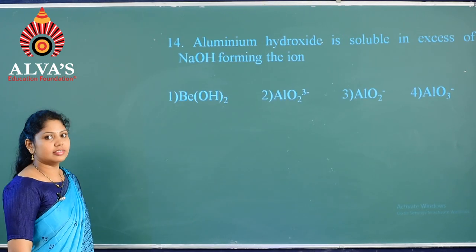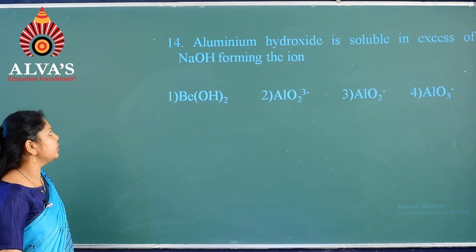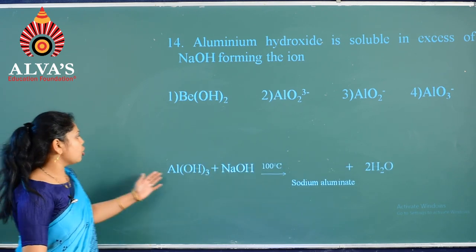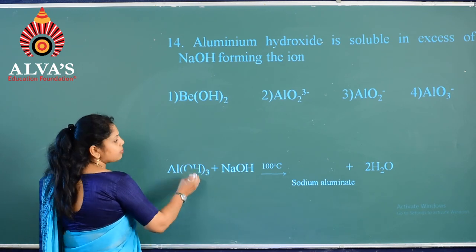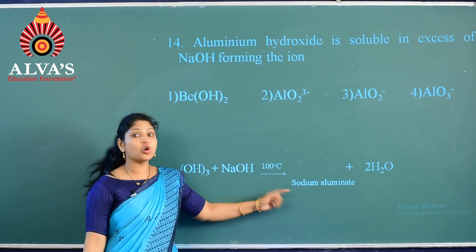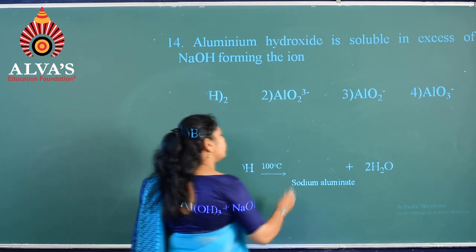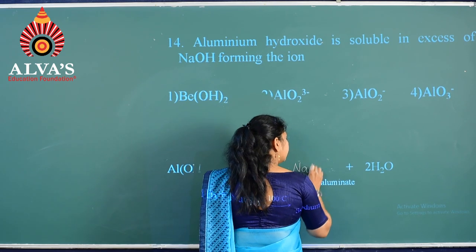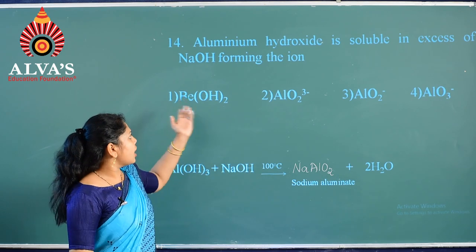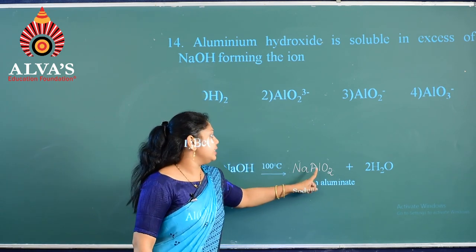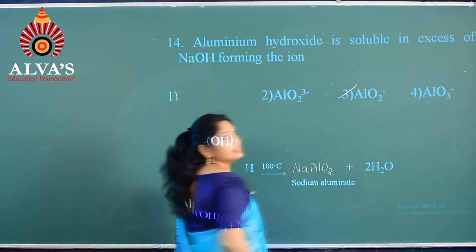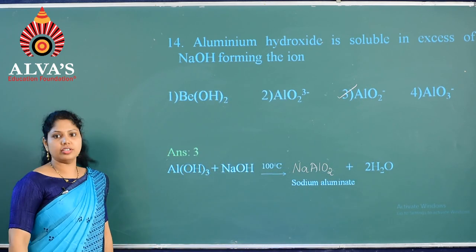Question number 14. Aluminium hydroxide is soluble in excess of sodium hydroxide, forming the ion. If you observe the reaction, when aluminium hydroxide is treated with sodium hydroxide, you are going to get sodium aluminate. The formula of sodium aluminate is NaAlO2. So, the ion you have to find out is AlO2 minus. Hence, the correct option is 3.